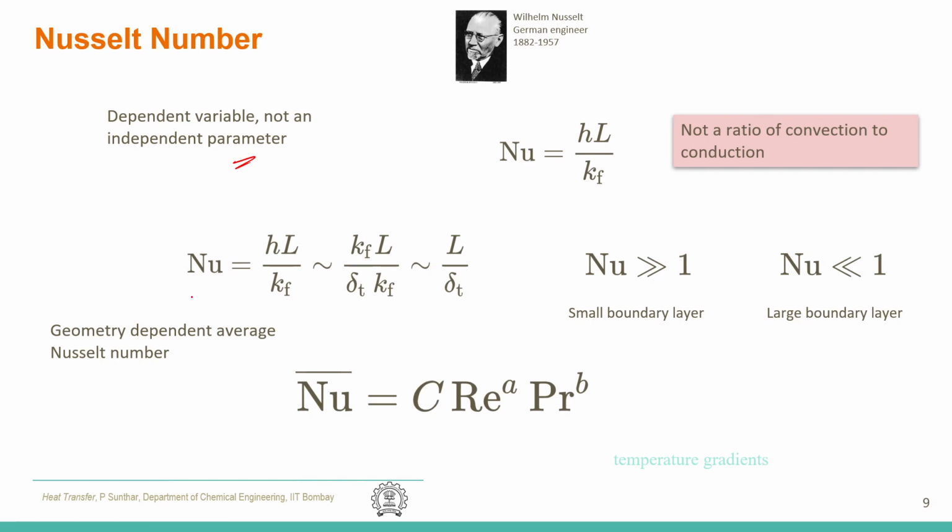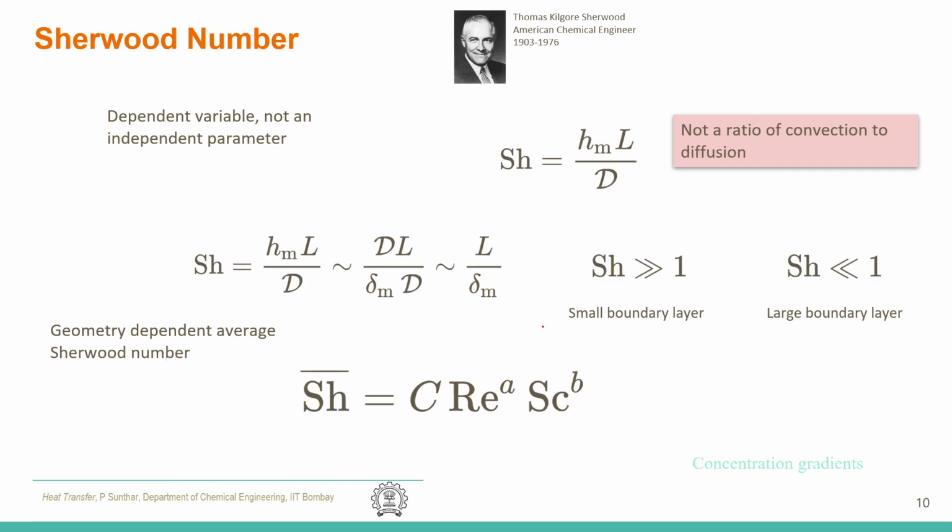That is, it will be dependent on the geometry of any object. So basically, these parameters alpha, beta, C will be dependent on the geometry or other parameters. Similarly, for mass transfer, the same Nusselt's number becomes the Sherwood number. Again, it is not a ratio of convection to conduction, but you can characterize it by the concentration gradient.